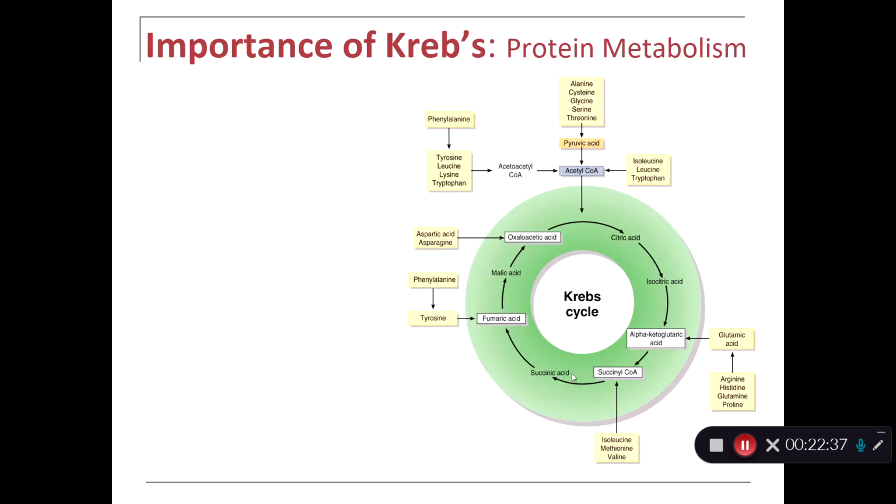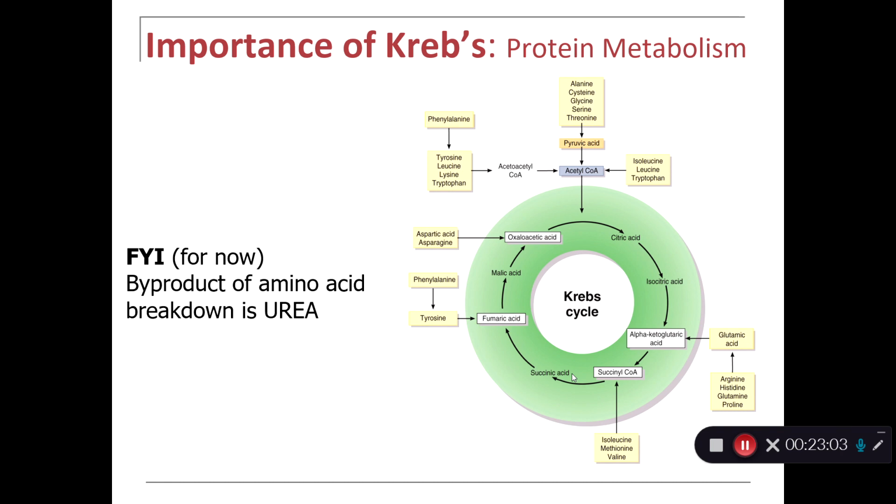Important notes about the Krebs cycle is protein metabolism. This is where you can feed in a lot of the proteins, amino acids, the base building blocks of proteins. So proteins can be broken down, destroyed, or even built up in a way from these building blocks. Here's a quick FYI, by the way, the byproduct of amino acid breakdown into this cycle is urea. Hopefully that sounds familiar. Urea is found in your urine. It gives your urine that yellowish color.